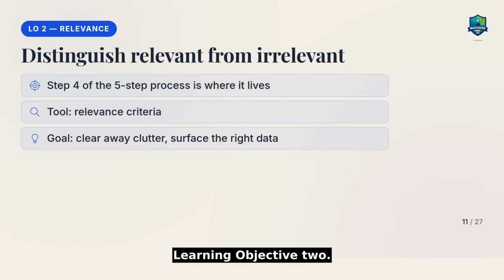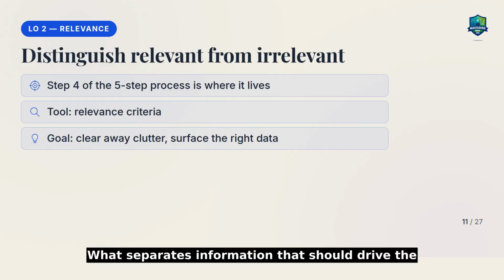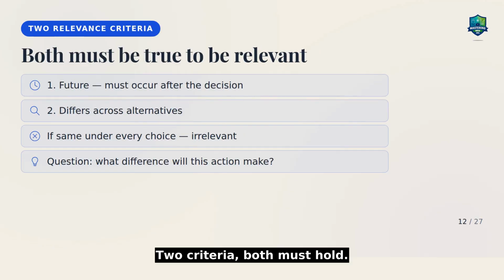Learning objective 2. Most of this chapter is about step 4, choosing among alternatives, and the central tool there is relevance. What separates information that should drive the decision from information that should be ignored? 2 criteria, both must hold.